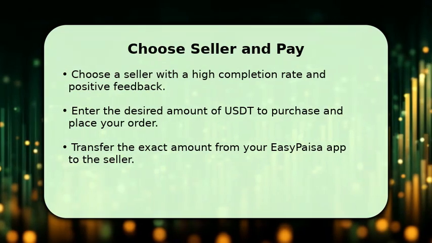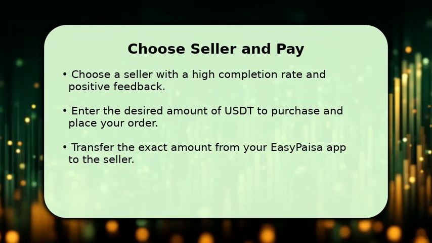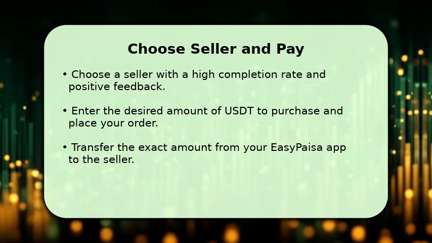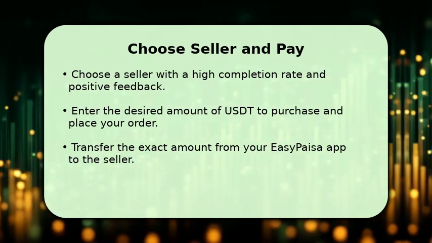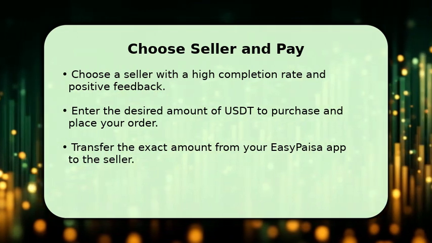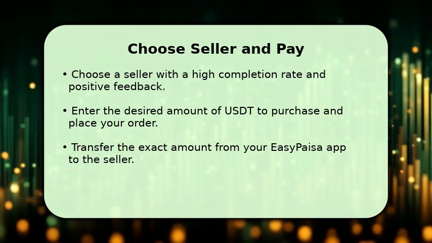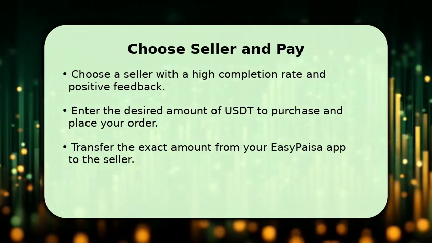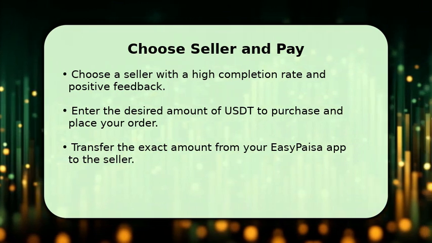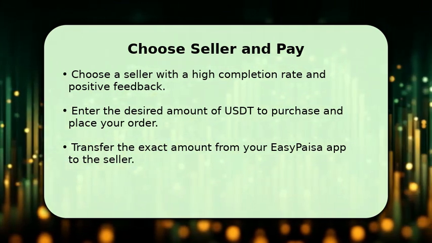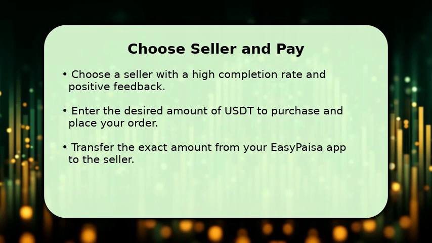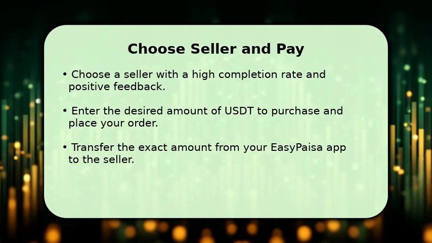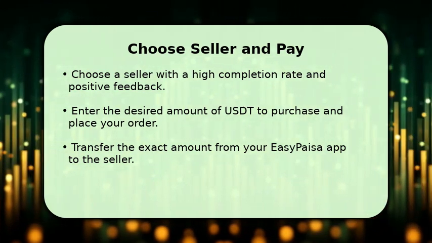Once you've filtered your options, carefully select a seller. Look for those with a high completion rate, ideally 95% or more, and positive feedback to ensure a smooth transaction. After choosing a seller, enter the specific amount of USD you wish to buy and proceed to place your order. You will then receive the seller's Easypaisa account details. Open your Easypaisa app and transfer the exact amount of PKR to their provided account.